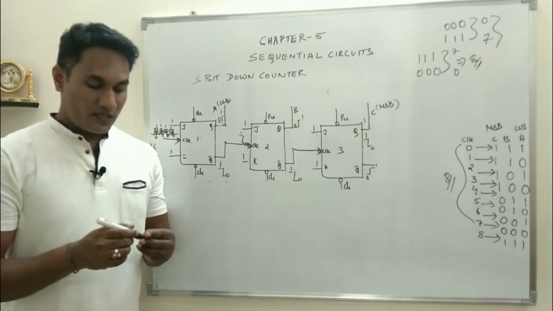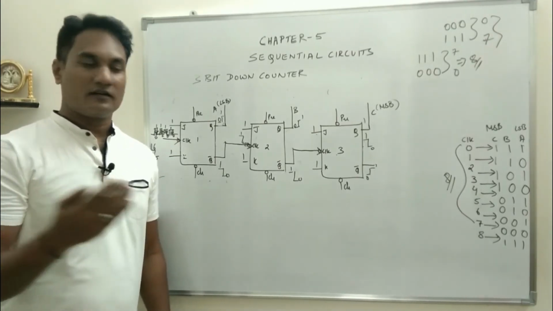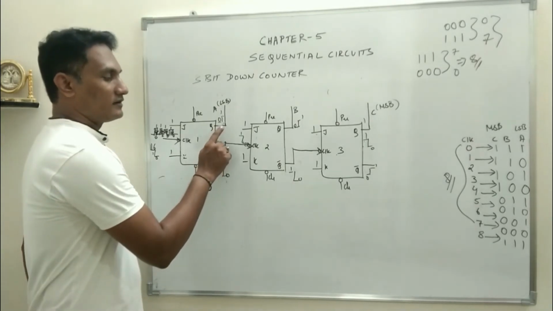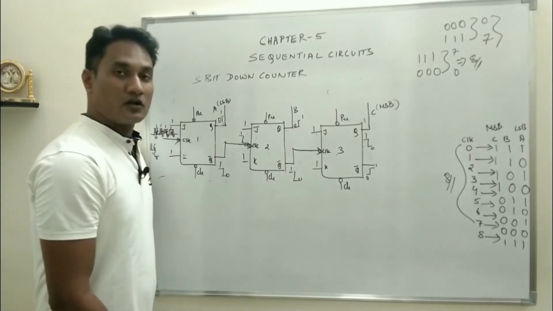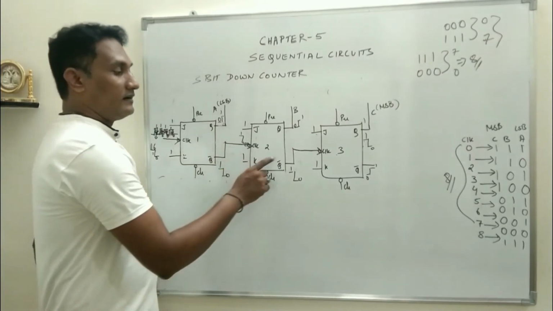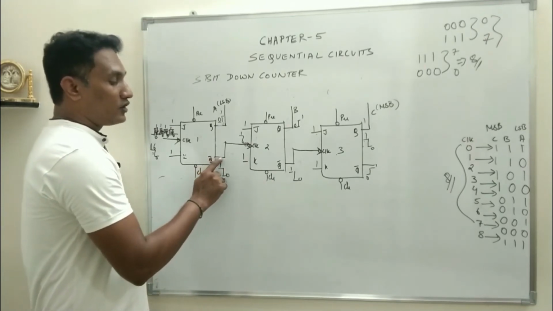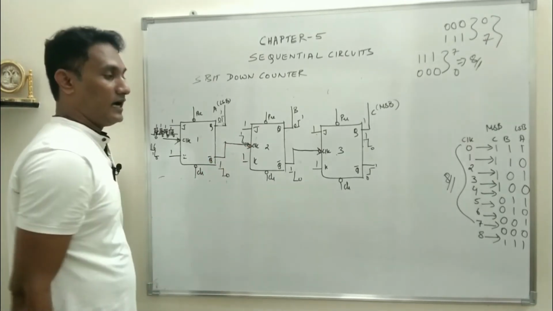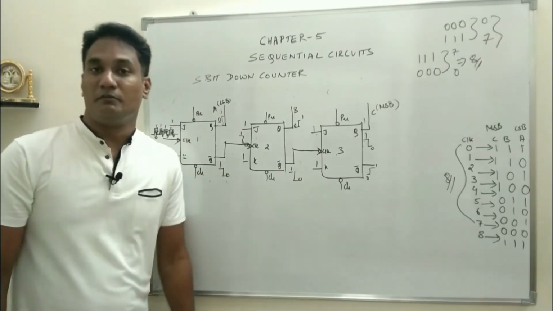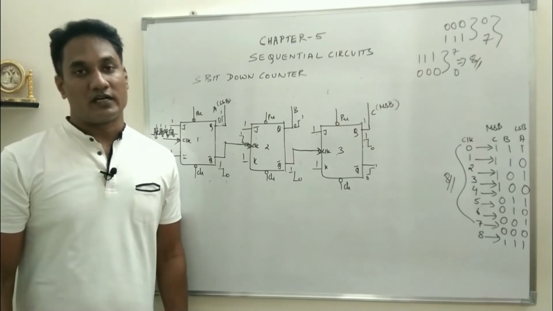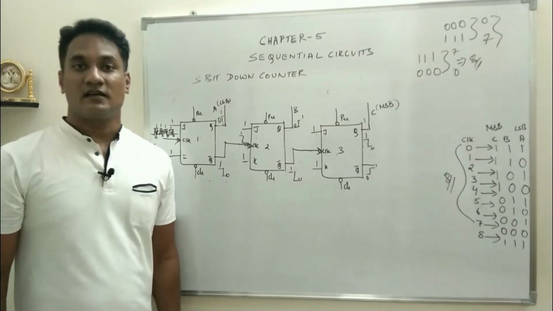So what we have concluded is that the counter works as an up counter when the Q output of the previous stage is connected as the clock input for the next stage, and the same counter works as a down counter when the Q bar output of the previous flip-flop is connected as the clock input for the next stage. So this is the working of the 3-bit down counter. Now we will try to understand a circuit which works as both an up as well as a down counter.